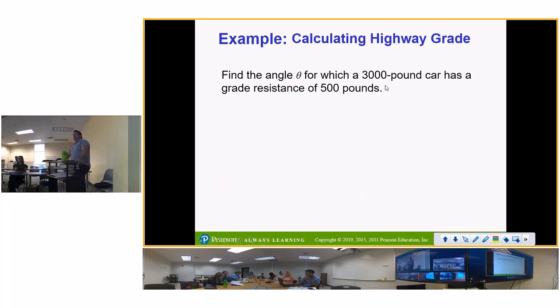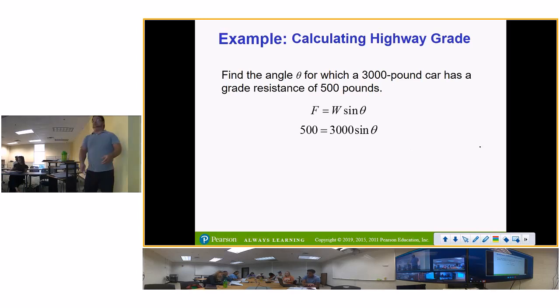Find the angle for which a 300-pound car has a grade resistance of 500 pounds. First thing you do is draw a picture. We're doing force. Force is basically angle times distance. You're going to learn that in physics. Force is equal to the distance times the angle, or direction times angle, whatever you want to call it. And plug and chug. So I'm going to divide by 3,000. And when I divide by 3,000, that will cancel.